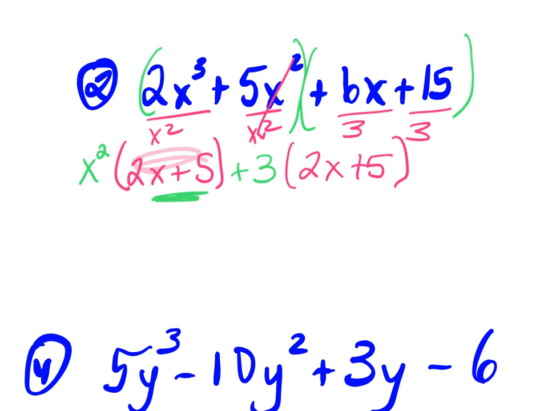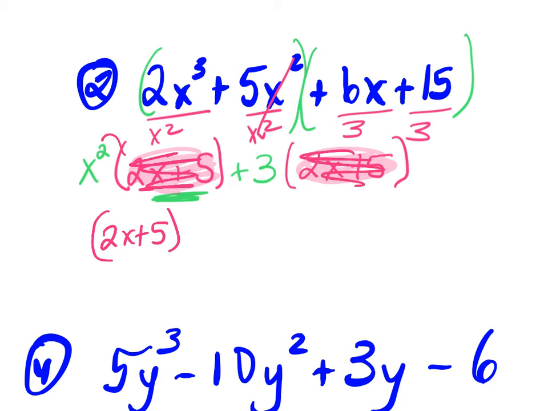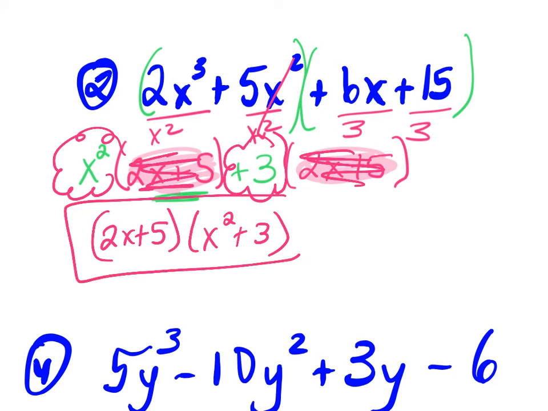What do we notice about our 2 parentheses? They're exactly the same, so I take them out and I write them one time out in front. And then what happens with my leftovers? Parentheses, x squared plus 3. Again, same exact process as the other ones.